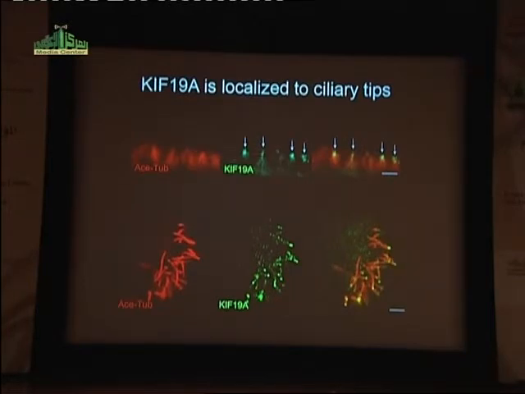So this is the oviduct epithelium stained with the ciliary marker anti-acetylated tubulin and KIF19A antibodies. And this is a cultured ependymal cell. As you can see clearly, KIF19A tends to accumulate in the ciliary tip.